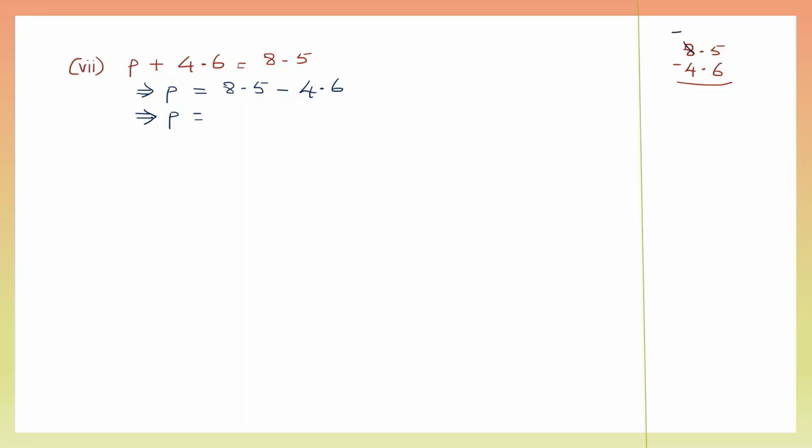5 minus 6 we can't do, so I'll borrow. 15 minus 6 is 9. 7 minus 4 is 3. And the point, 3.9. So P is equal to 3.9.